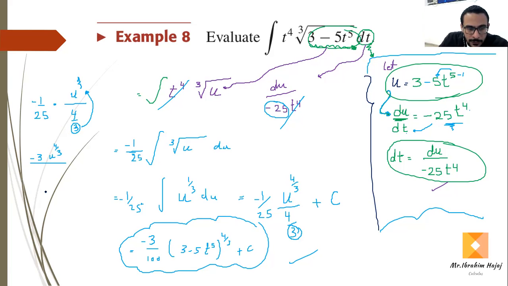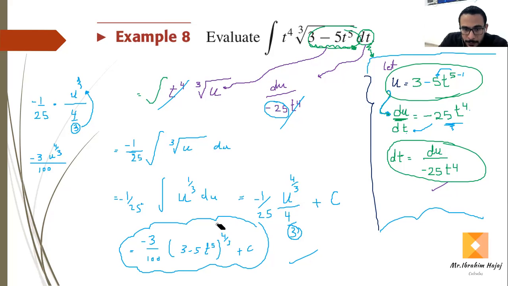And 4 times 25, denominator by denominator, is 100. And replace the u by its original value, which is 3 minus 5t to the power of 5. The original value, the old one. Okay, replace the u by its original value, 3 minus 5t to the power of 5.